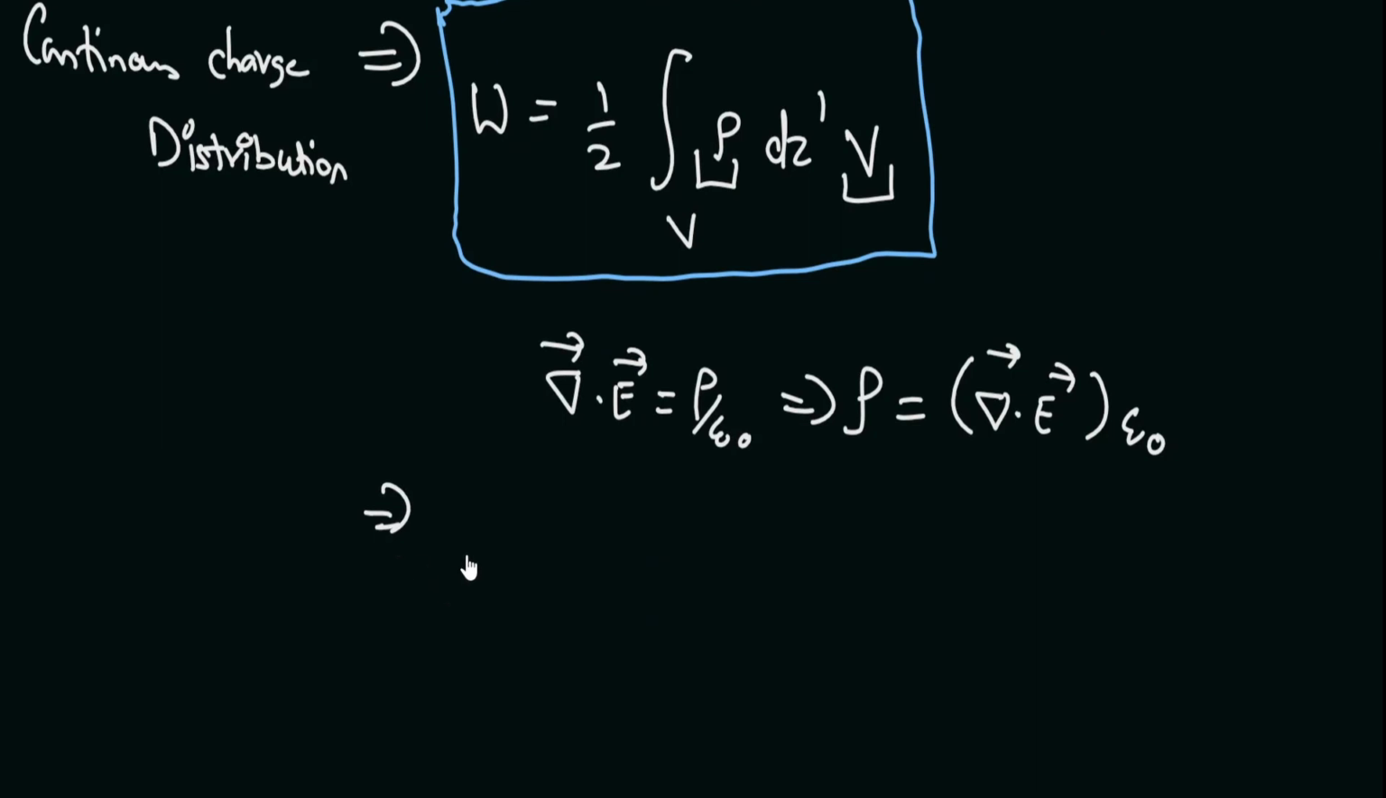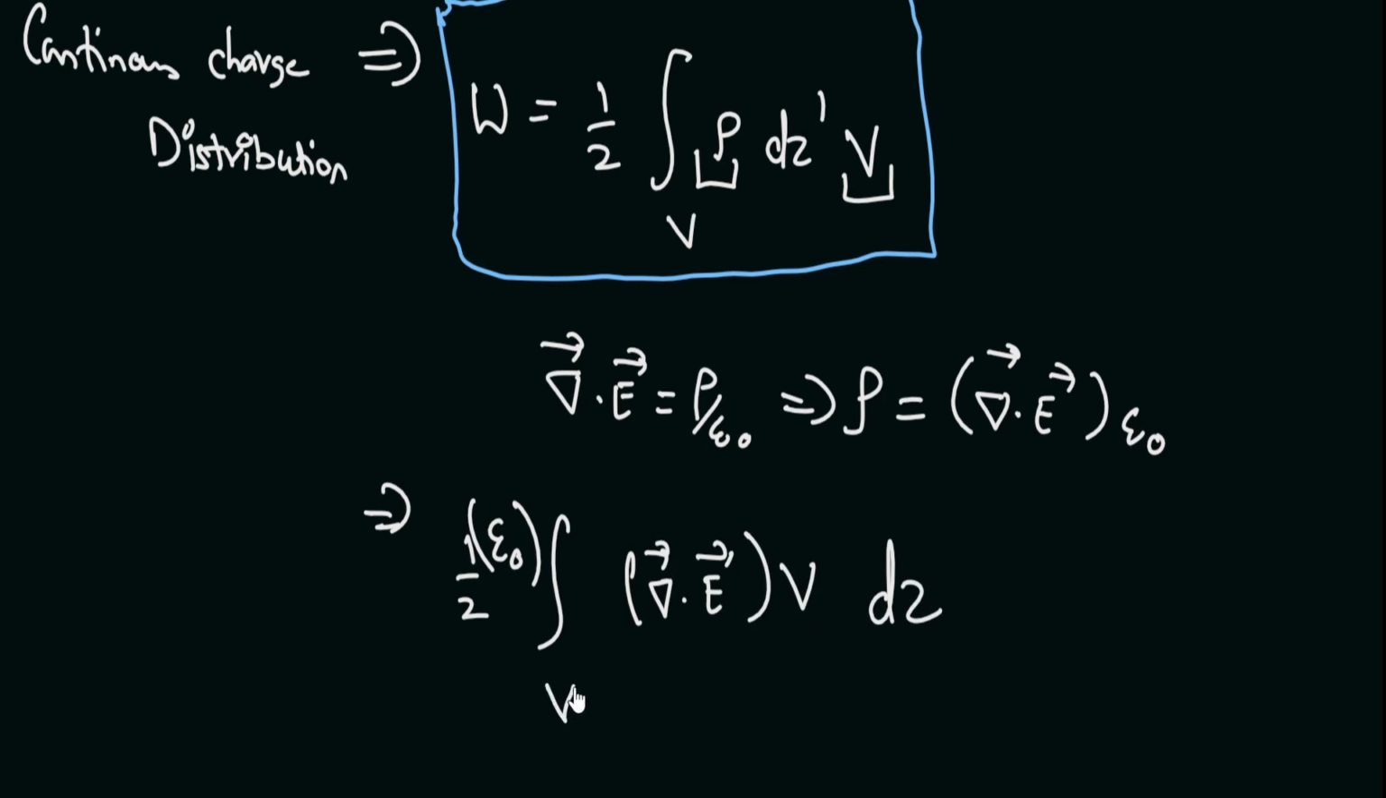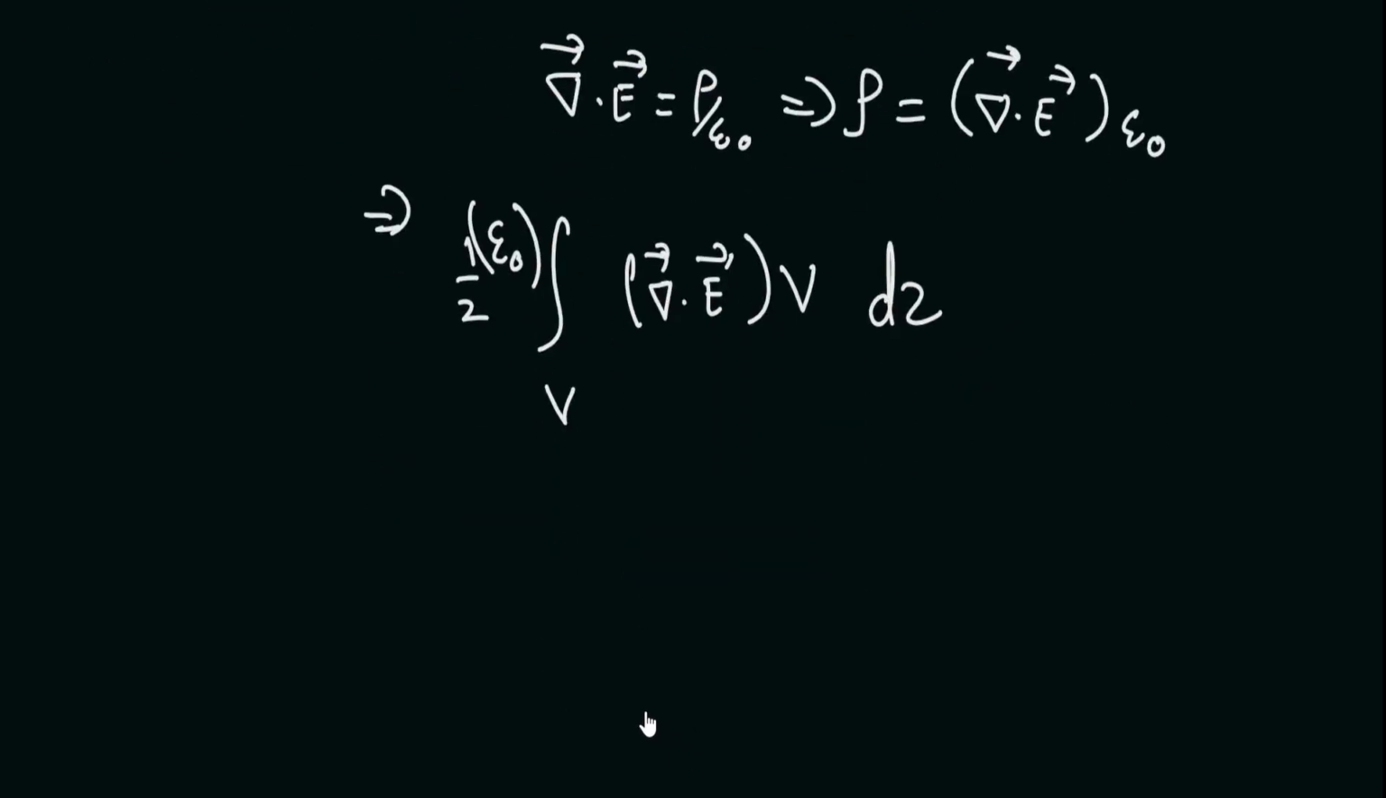So we can write it as a half integral of, we will take the epsilon naught outside since it is also a constant, divergence of the electric field times the potential times d tau, and we will integrate it over the entire volume in which the charges are located. Now let us simplify this part.